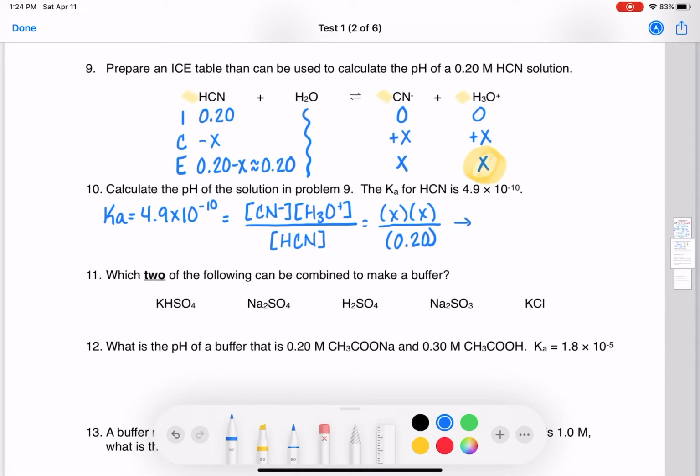X squared is 4.9 times 10 to the minus 10 times 0.2, 9.8 times 10 to the minus 11, and then take the square root of that to get X. X is 9.9 times 10 to the minus 6. pH is the negative log of H3O plus. H3O plus is X. We just solved for X.